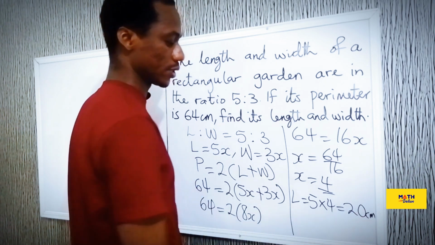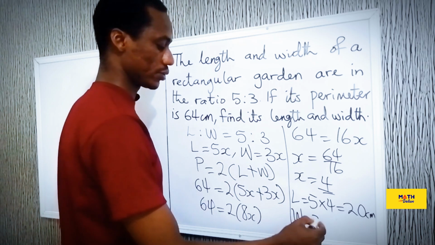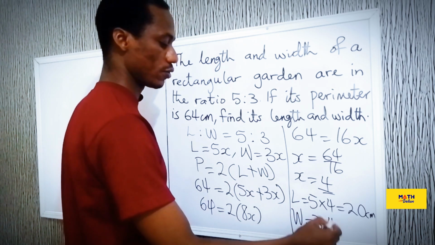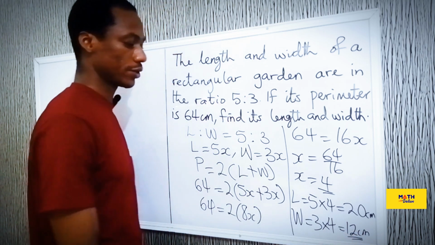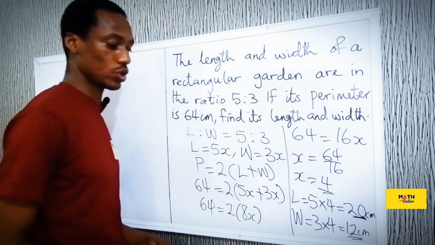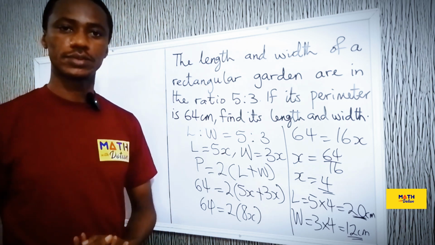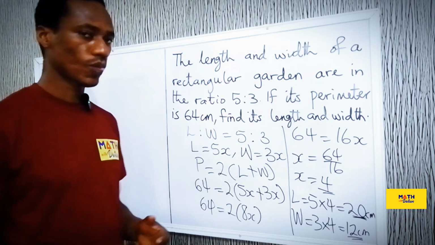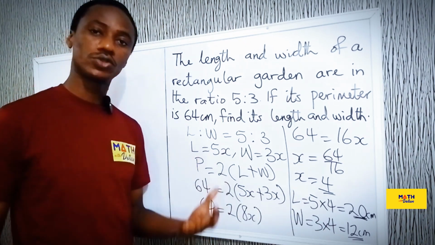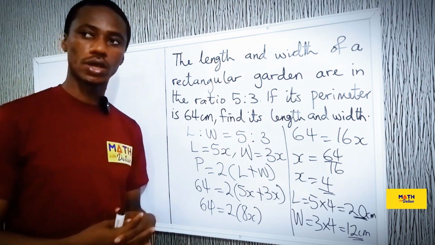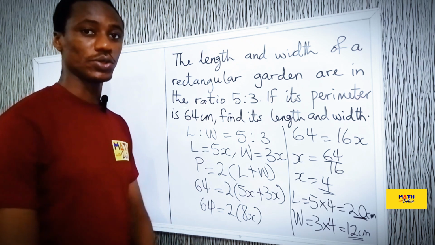And that is in centimeters. The width is in the ratio 3, so that will be 3 times 4, and that is 12 centimeters. So the value of the length is 20 and the value of the width is 12 centimeters. You can quickly check by finding the perimeter of the rectangle with length 20 centimeters and width 12 centimeters, and you should have 64 centimeters as your answer.